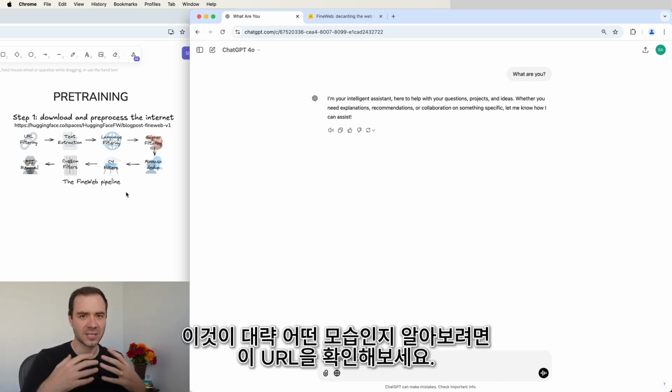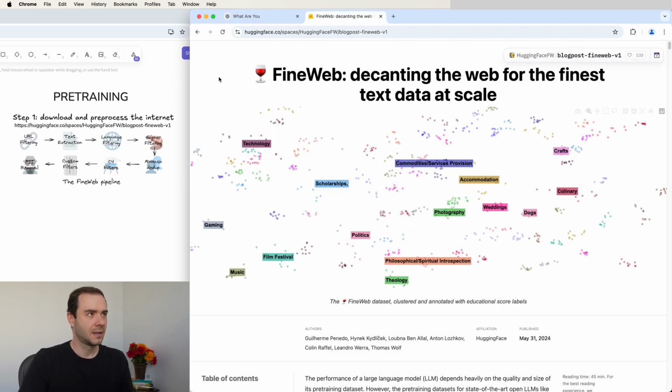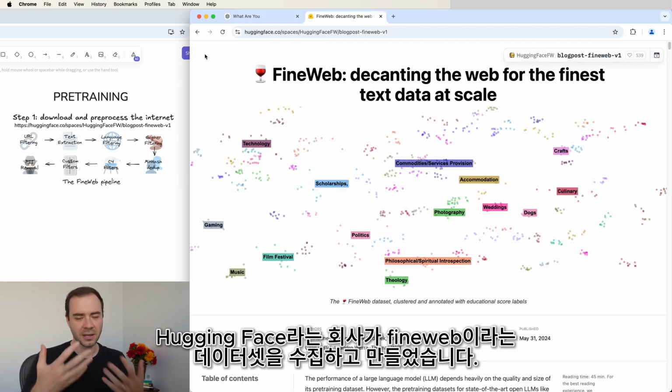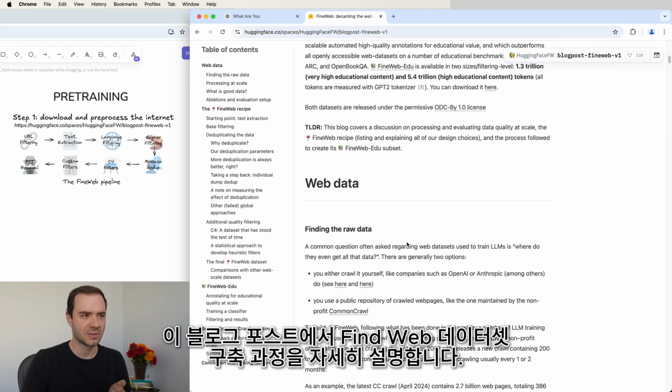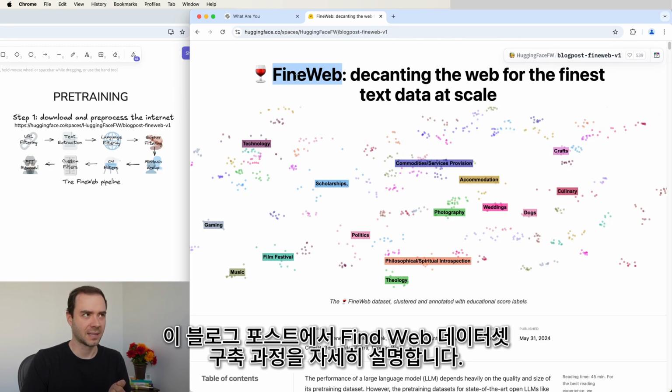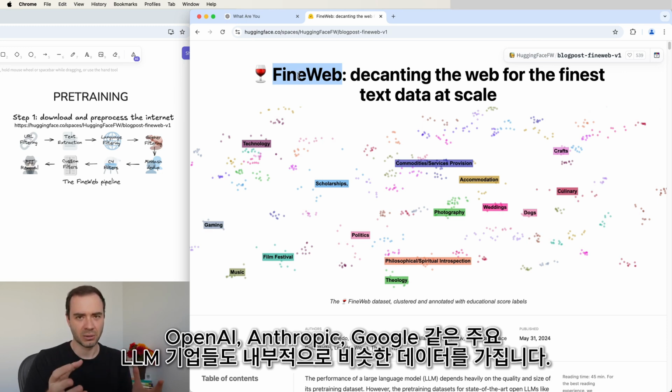Now, to get a sense of what this roughly looks like, I recommend looking at this URL here. This company called Hugging Face collected, created and curated this data set called FineWeb. And they go into a lot of detail in this blog post on how they constructed the FineWeb dataset. All of the major LLM providers like OpenAI, Anthropic, and Google, and so on, will have some equivalent internally of something like the FineWeb dataset.